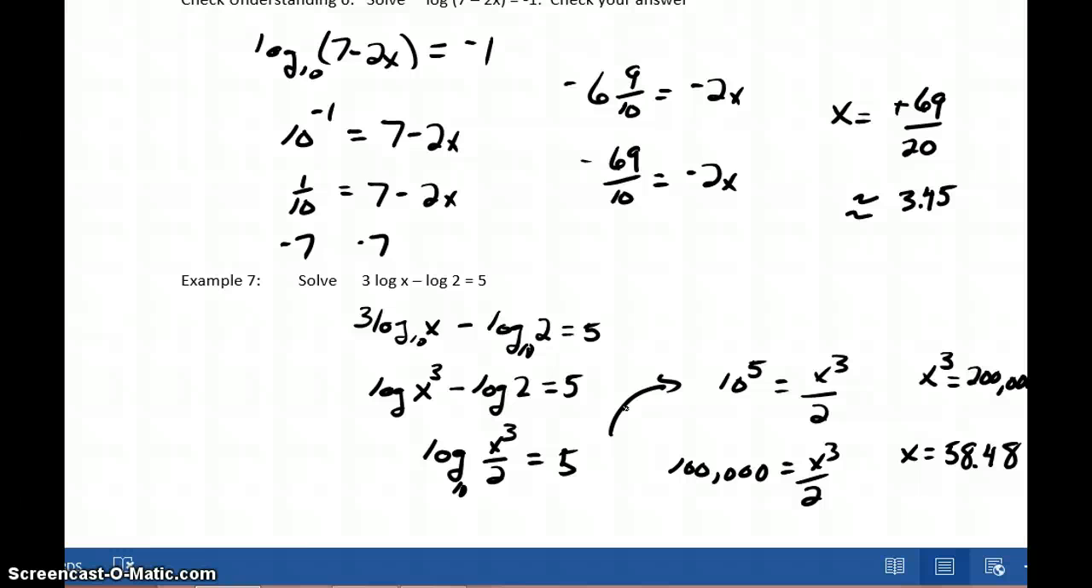You can do this on your calculator. The cube root of 200,000 is approximately 58.48. Like the other ones, I encourage you to check this on your calculator. It's good calculator practice. So you would say 3 log 58.48 minus log 2, and see if that equals 5. It might not be exactly 5, but it should be very close. The reason it wouldn't be is because I did an approximation for the cube root of 200,000.